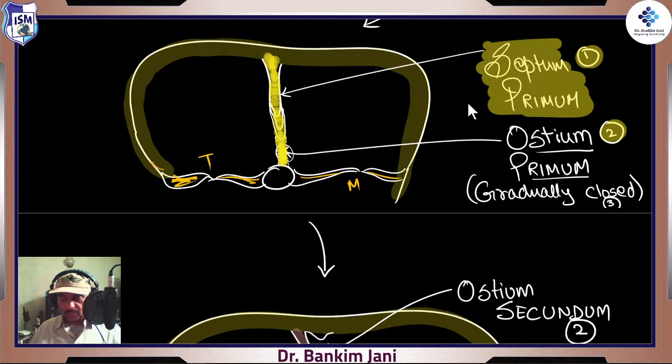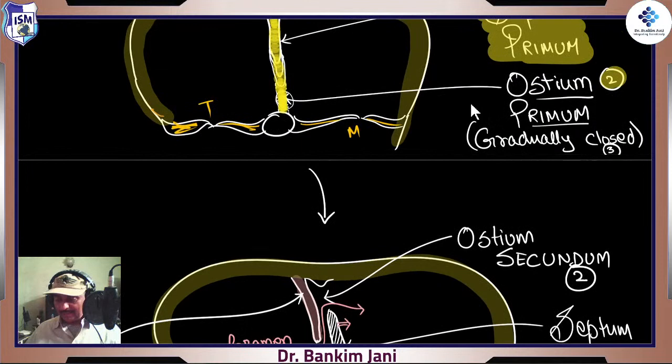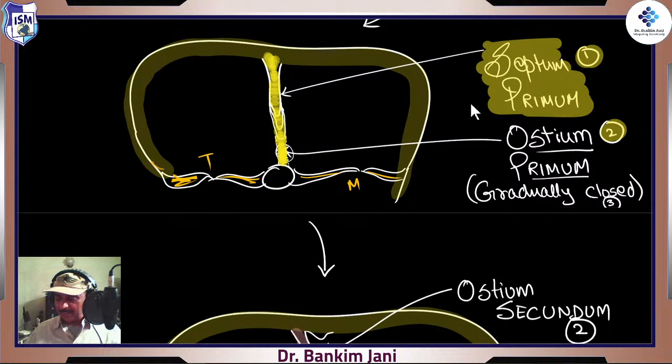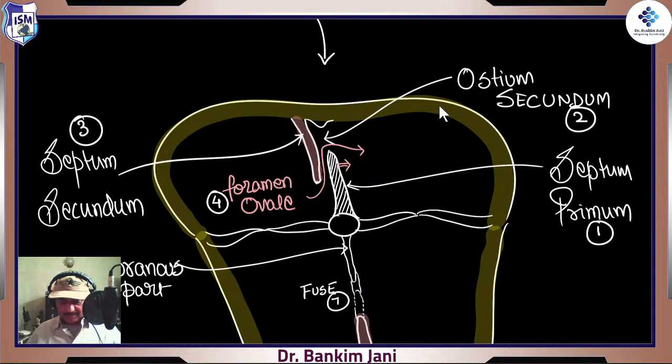But before this happens, something else starts coming up. As our septum primum was very enthusiastic and went on developing all the way over here, it forgot that on the back side there was no space, so a new foramen, a new opening, is developed.